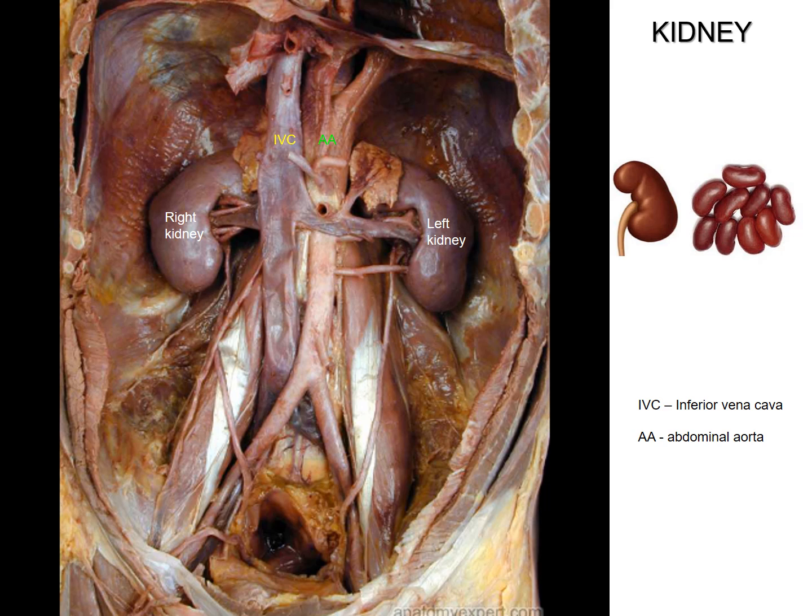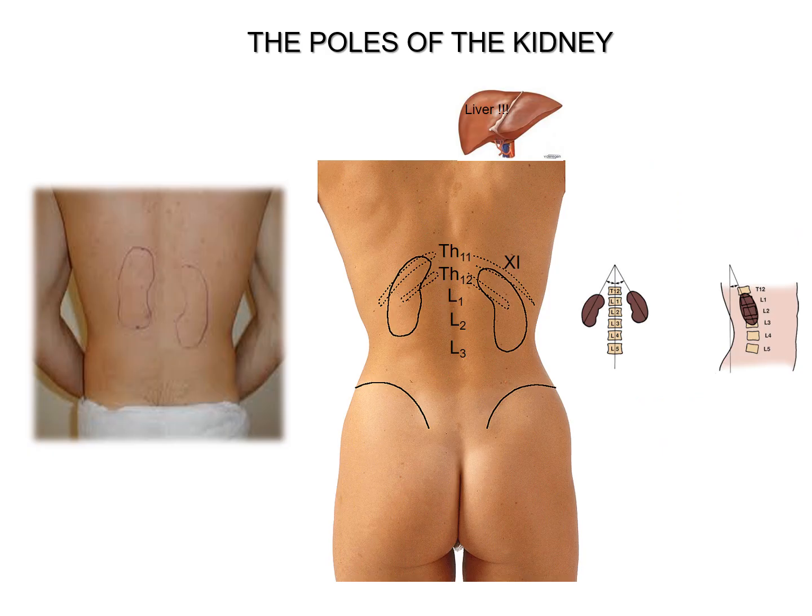In the picture, you can see relationship between the right kidney and inferior vena cava, and left kidney and abdominal aorta. Because we have on the right side liver, the superior pole of the right kidney is at the level of the upper border of the 12th thoracic vertebra, and the superior pole of the left kidney is at the level of the upper border of the 11th thoracic vertebra.